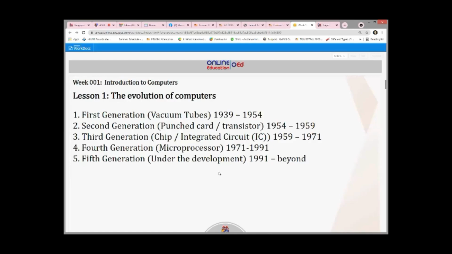And then in the fourth generation, we have the microprocessor that was built in 1971 to 1991. But I think still nowadays, we still use the microprocessor. And then the fifth generation is still under development, and that's why it's not yet published in the market, I think.